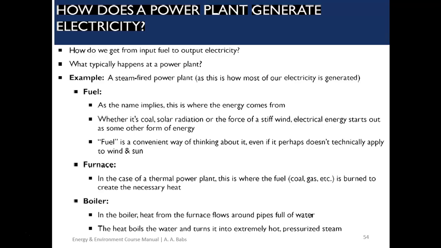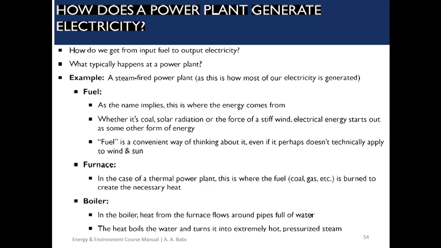Then you want to ask yourself this question: how does a power plant generate electricity? How do we get from input fuel to output electricity? One of the things I want us to pay attention to is a steam-fired power plant as a case study. I'm going to show you the stages that occur during the operation of a steam-fired plant, the specific components for all the stages, and the operations that happen in those stages.